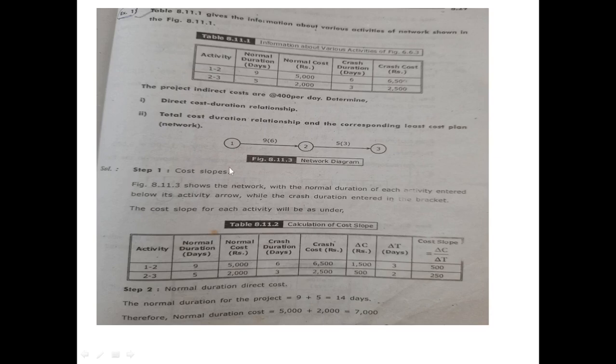Step 1: cost slope, we find out here. The cost slope is found in project crashing. It shows the network with the normal duration of each activity entered below the activity arrow, while the crash duration is entered in the brackets. The cost slope for each activity is calculated as under, for 1 to 2 and 2 to 3.